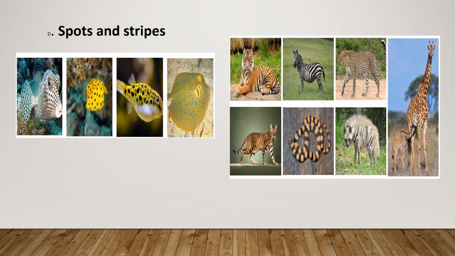Then we also have spots and stripes that we can see in some of the animals. Like in this example, we have some spots in the fish, then some stripes on some of the four-legged animals, as well as spots on some of the four-legged animals.